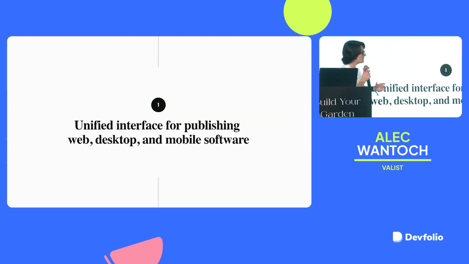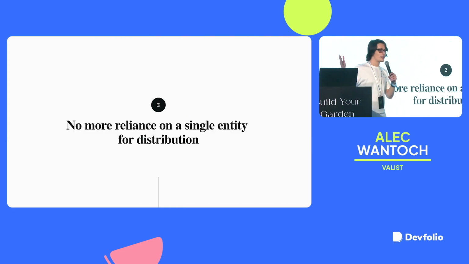And once we're ported over, again, we have a unified interface for publishing web, desktop, and mobile software. And then we're no longer relying on a single entity for distribution. And if you're using the native Valist desktop and mobile clients, that has its own IPFS node built in. So the more people that download and use your software, the more resilient it becomes.